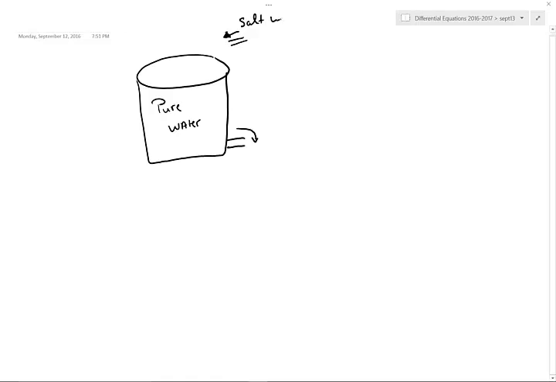I'm going to put in salt water. That is, I'm going to say it's 30% salt by, I guess, by mass or by volume. I don't really care. It's not important to me. I'm going to say by volume. But I don't think it's really that big of a deal to me. Okay? I'm going to have water coming out at some rate, 10 gallons per minute. I'm going to have water going in at 10 gallons per minute.